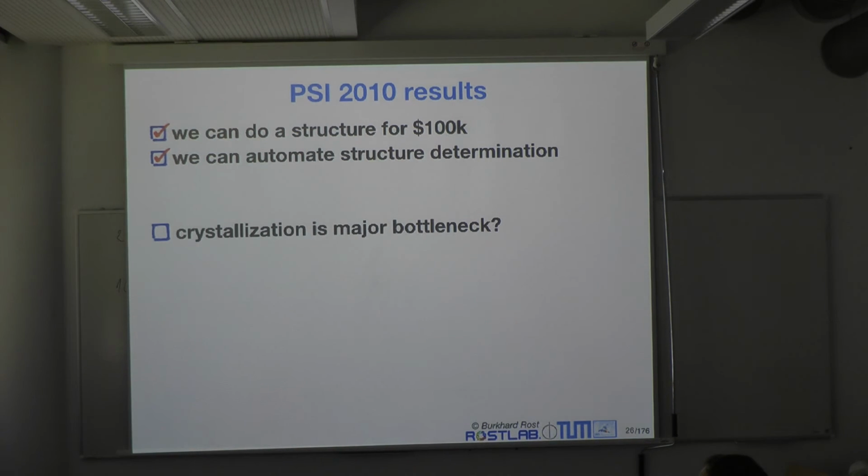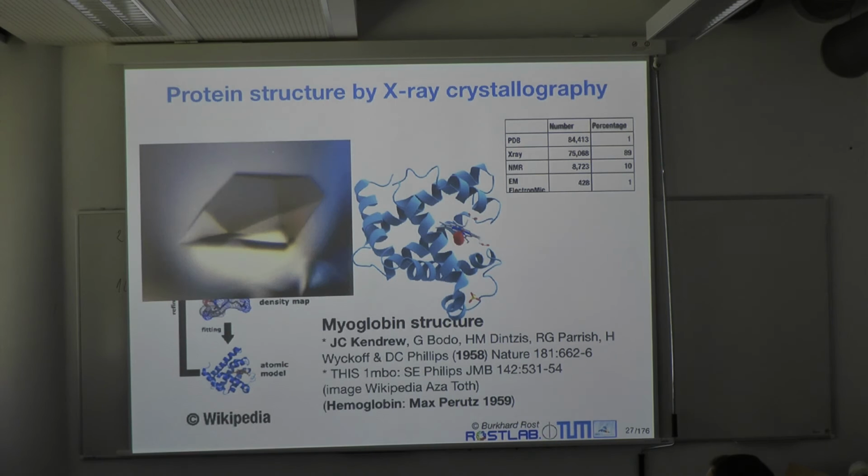This is true. We can do the structure for 100,000, and we can automate the structure determination protocol. And it worked very well, and in fact that is exactly what these pipelines did over 15 years. Now the first question: is crystallization a major bottleneck?